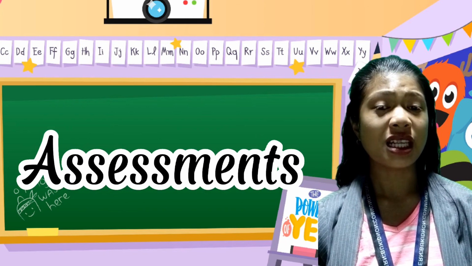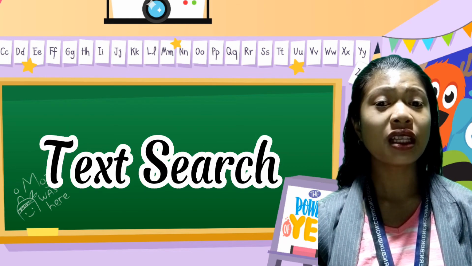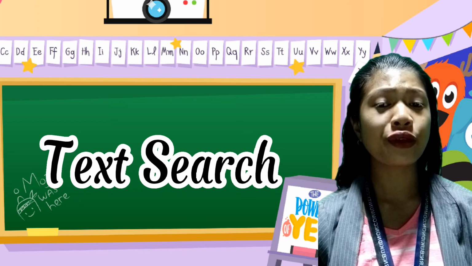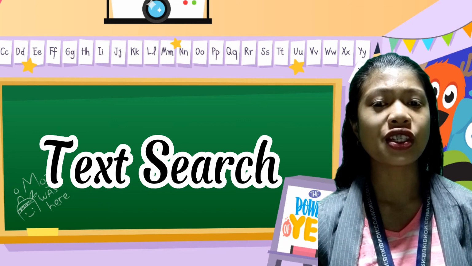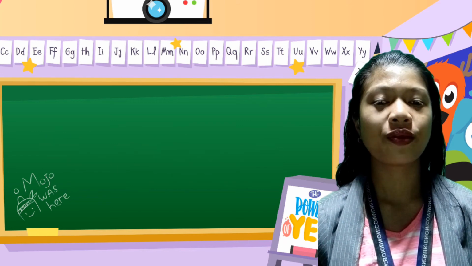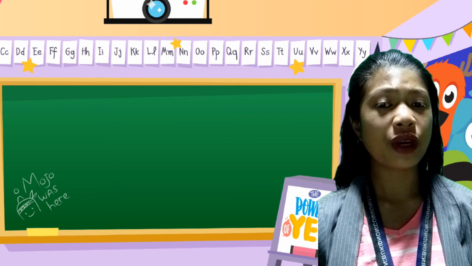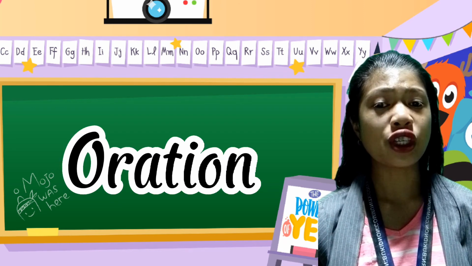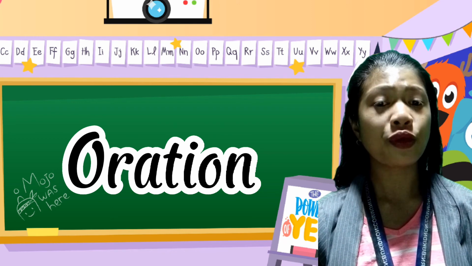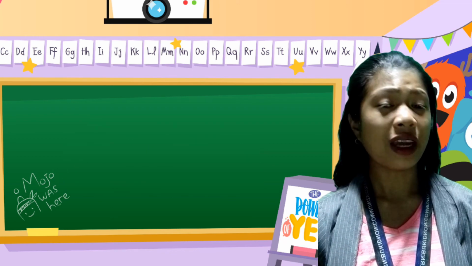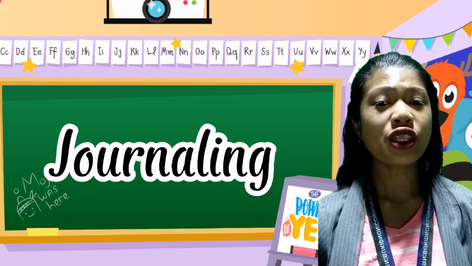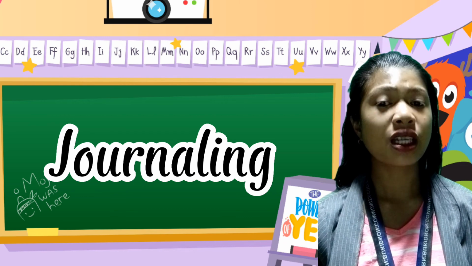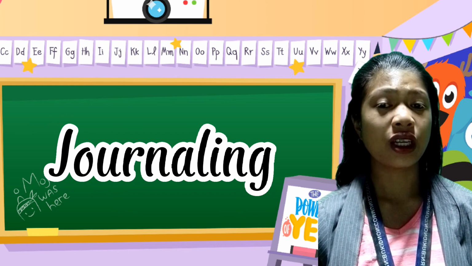Moving on to the assessment, I will allow text search so that students can understand the text they're reading and easily find answers to the following questions. The next step is oration, which allows them to practice delivering speeches by having them read a poem. Finally, journaling, which is used to help students improve their writing skills, such as writing a reflection.